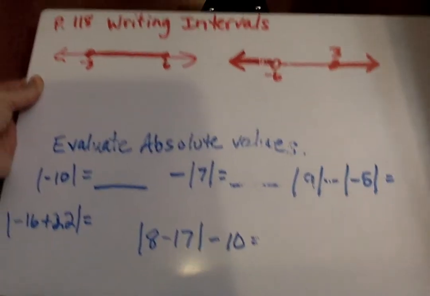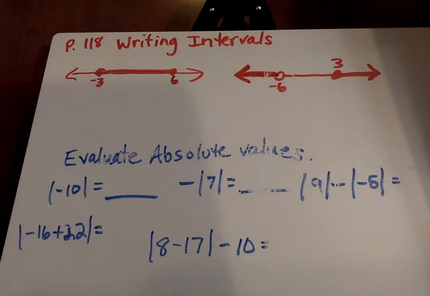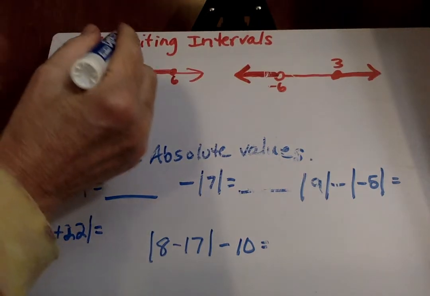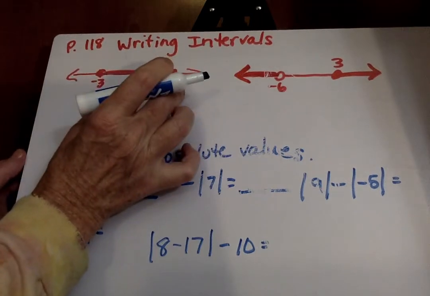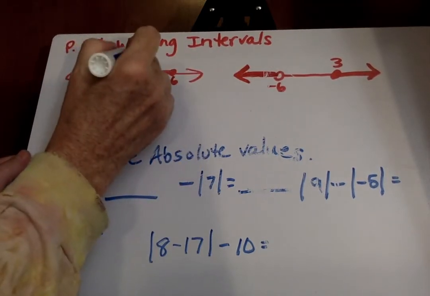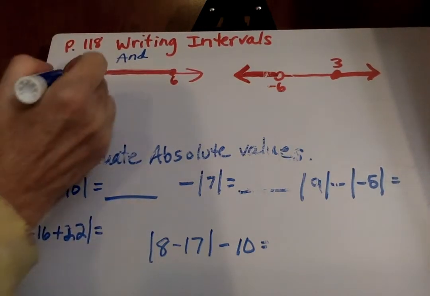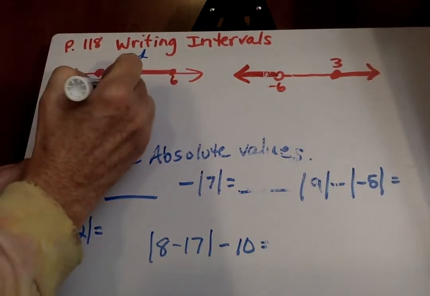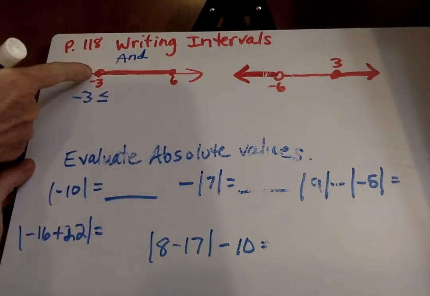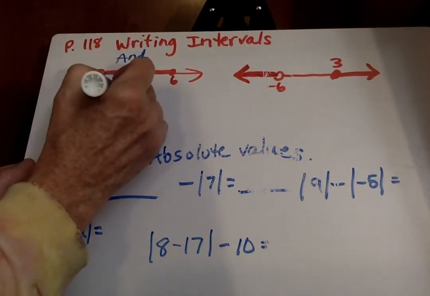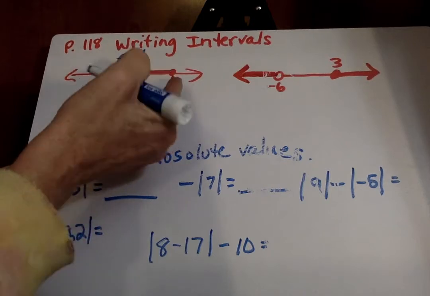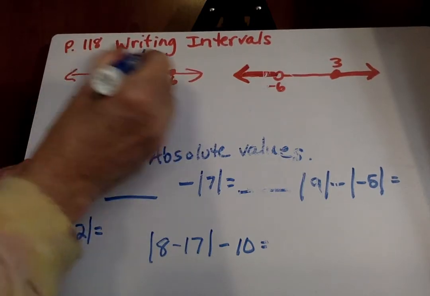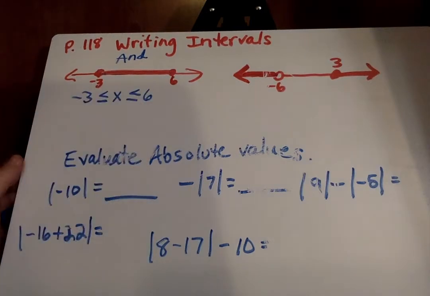Now we're going to go over writing intervals on page 118. It's kind of just down from those equations up above, or inequalities. Okay, so when it's all one shading, it's going to be an and. So we can say -3 is less than or equal to x, because it's shaded, more ink means more ink here, and it's less than or equal to 6. Closed dot again should be or equal to, and that's how you write that interval.